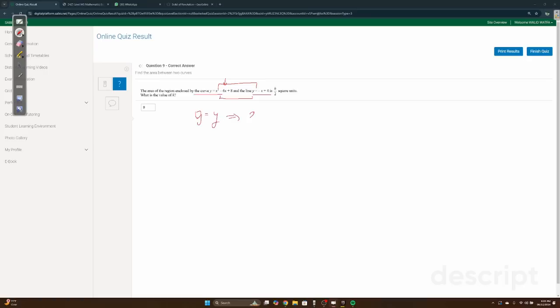So x squared minus 6x plus 8 is equal to minus x plus 4. So you're going to get x squared plus x minus 6x plus 8 minus 4. I just moved everything to the left. So you're going to get x squared minus 5x minus 4, equals 0. Again, we're solving for x because we're trying to find our bounds. So how do you solve this? You have to use the quadratic formula, b squared minus 4ac, it's not factorable.